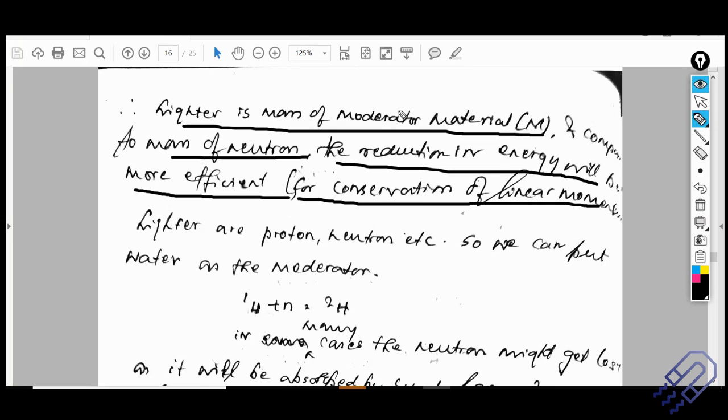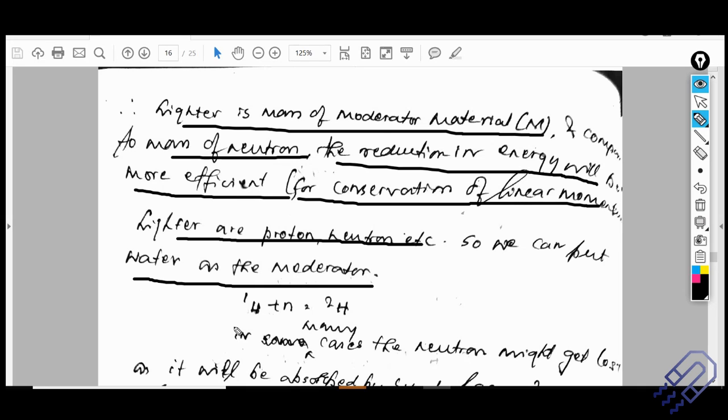So if it's so heavy that it does not allow the neutron to move ahead, there are no chances that the neutron will go and hit the uranium target. So there has to be a balance. If it is lighter compared to the mass of the neutron, the slowing down process is more efficient, in simple words. If you consider proton and neutron, they are light. So we can put water as a moderator.